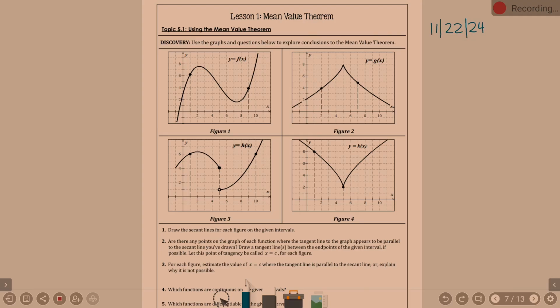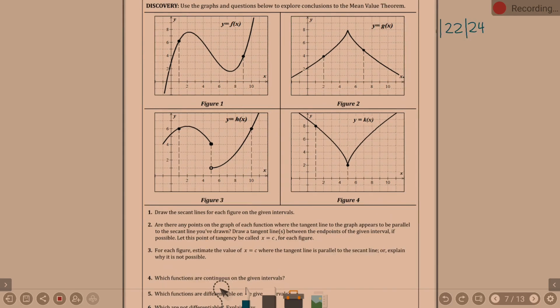So, kind of a discovery here. We're going to use these graphs and the questions below to explore conclusions to the mean value theorem. So down below are the directions. And number 1, it says to draw the secant lines for each figure on the given intervals. Now, do you remember what a secant line is?